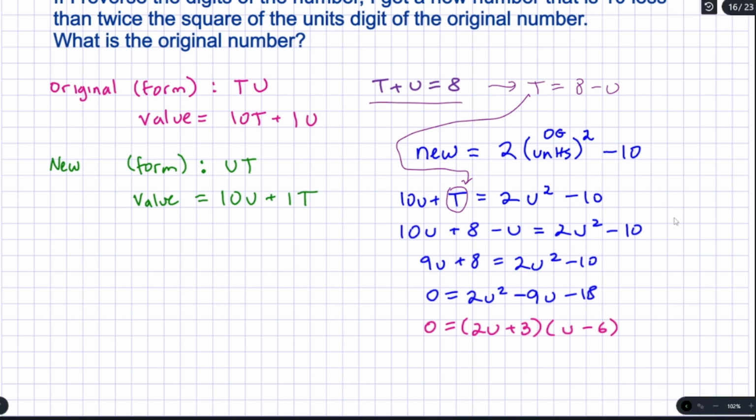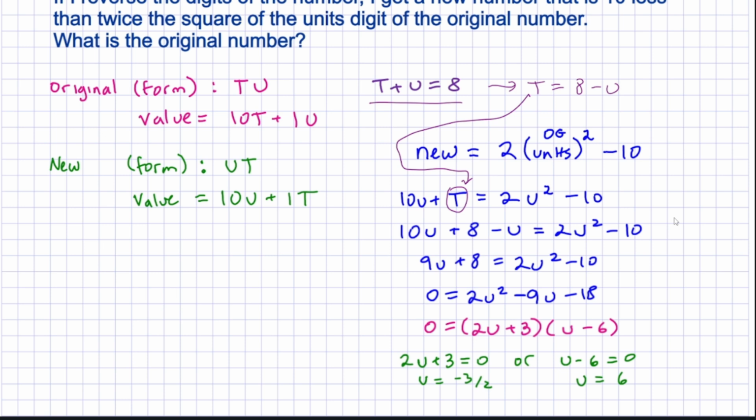Now, using the zero product property, which says that when you have the product of two numbers equaling 0, one of those numbers must equal 0, it tells us that either 2u plus 3 equals 0 or u minus 6 equals 0. Solving for u on the left equation, we get that u equals negative 3 halves, and on the right equation, we get that u equals 6.